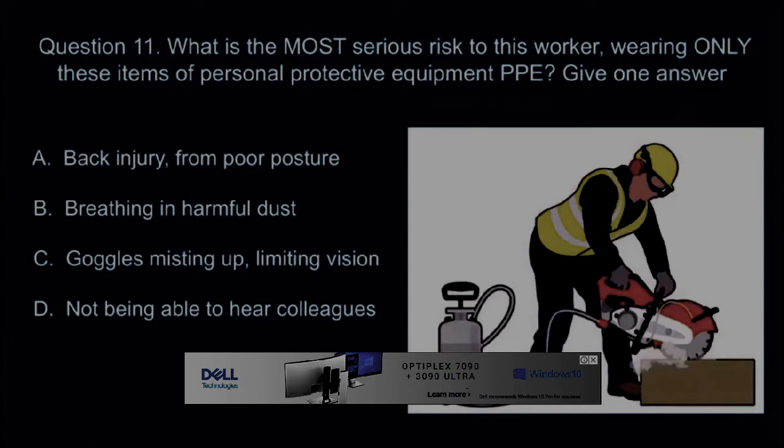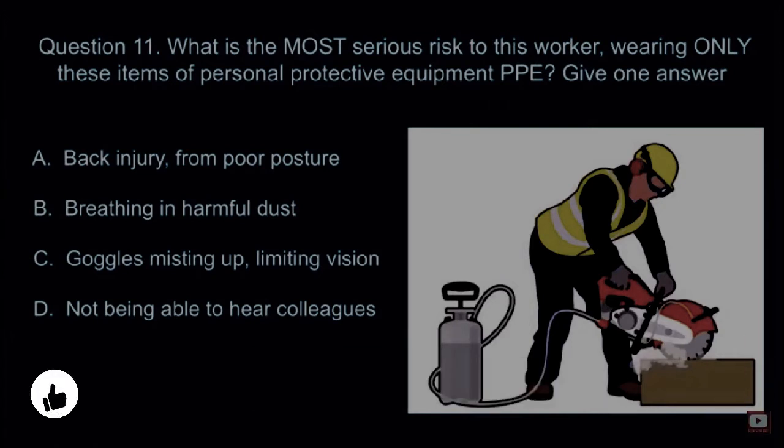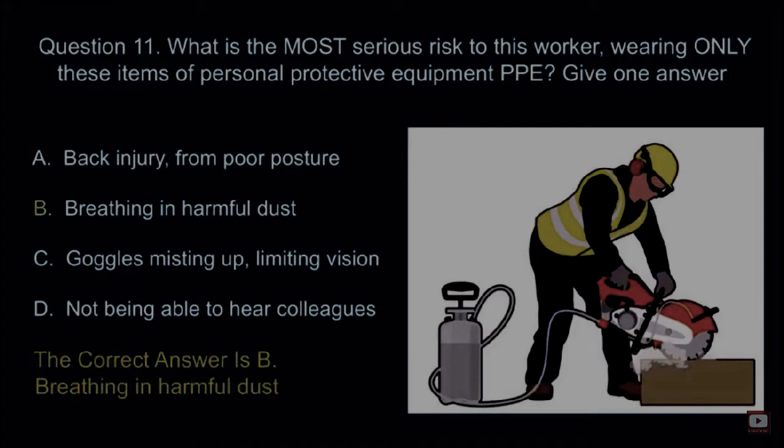Question 11. What is the most serious risk to this worker, wearing only these items of personal protective equipment, PPE? Give one answer. A. Back injury, from poor posture. B. Breathing in harmful dust. C. Goggles misting up, limiting vision. D. Not being able to hear colleagues. The correct answer is B. Breathing in harmful dust.